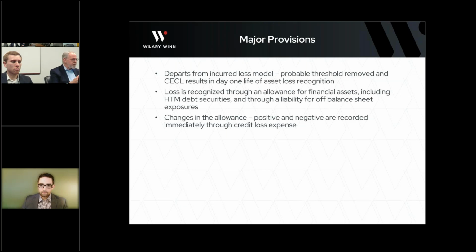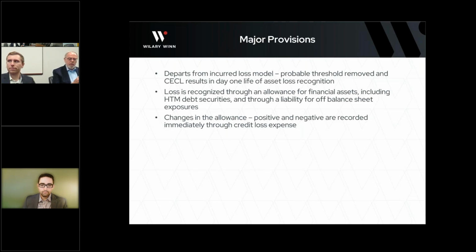So the major provision here is that it departs from the incurred loss model, the probable threshold is removed, and it results in a day one life of asset loan loss recognition. Now, this was music to our ears because we've been solving for life of loan credit losses since the start of the firm. And in fact, we start our 23rd year on Tuesday, I'm happy to say.